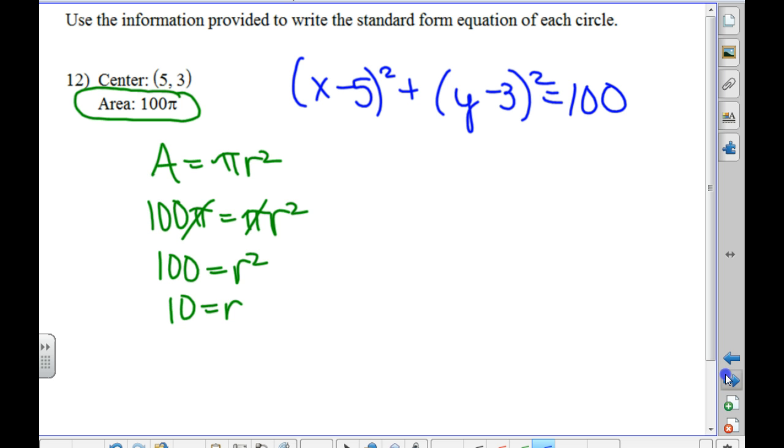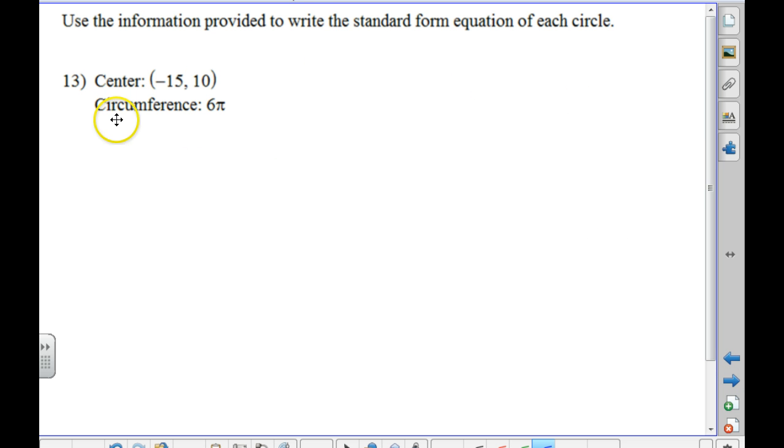Okay, what about 13? Can you try 13 now? I can try it. What's the formula for circumference again? 2 pi r.